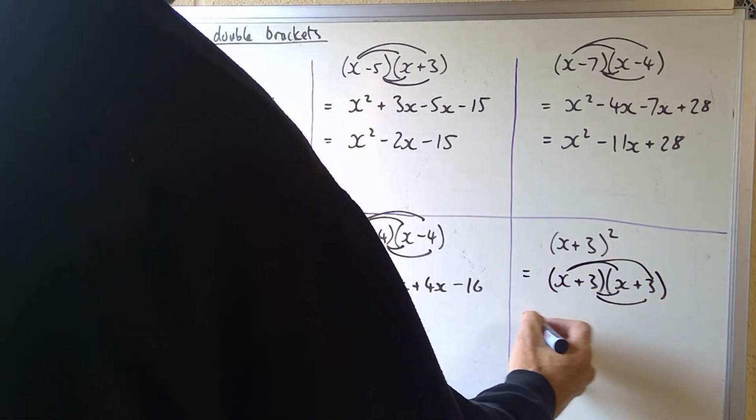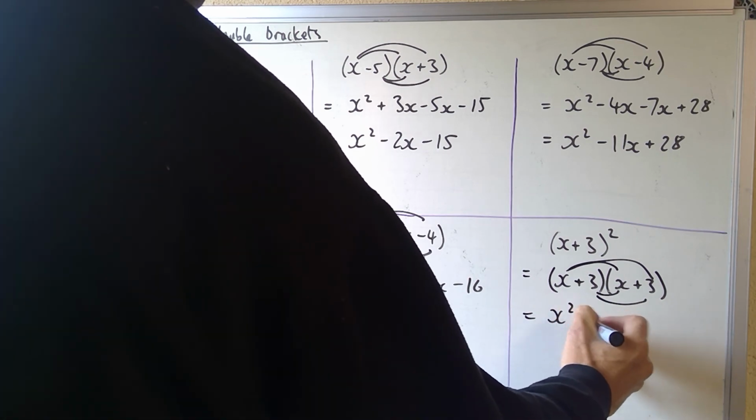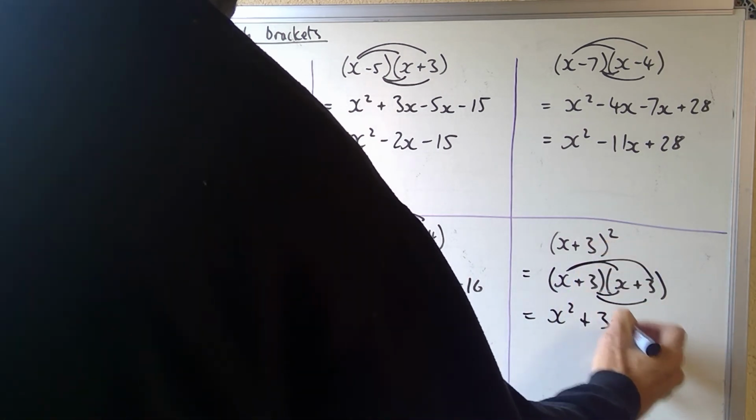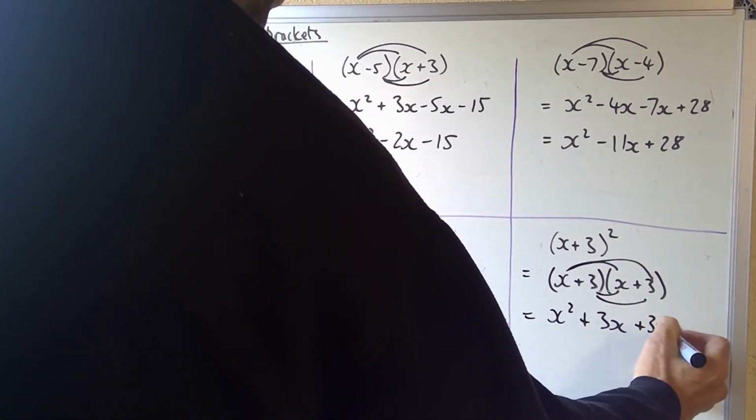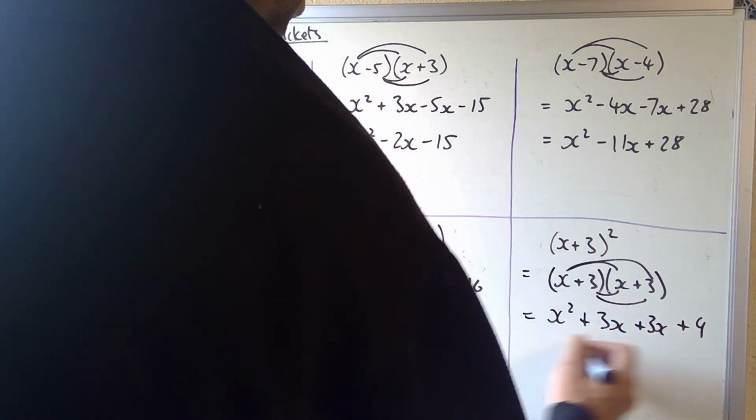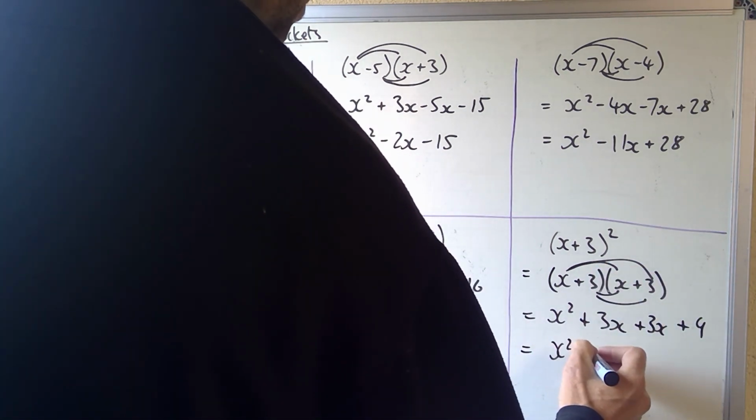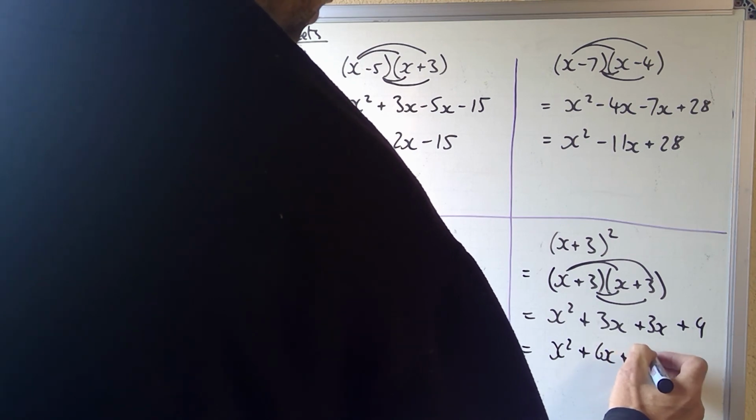So I pop the arrows on. x times x is x squared. x times 3 is 3x. 3 times x is 3x. 3 times 3 is 9. Collect the terms: x squared plus 6x plus 9.